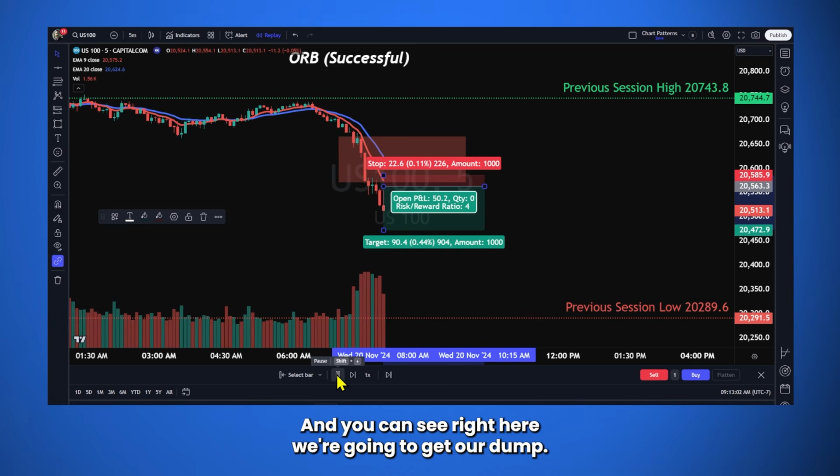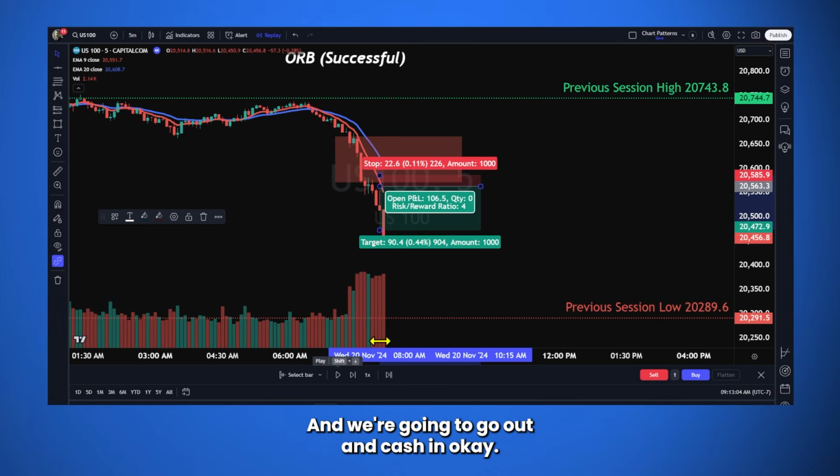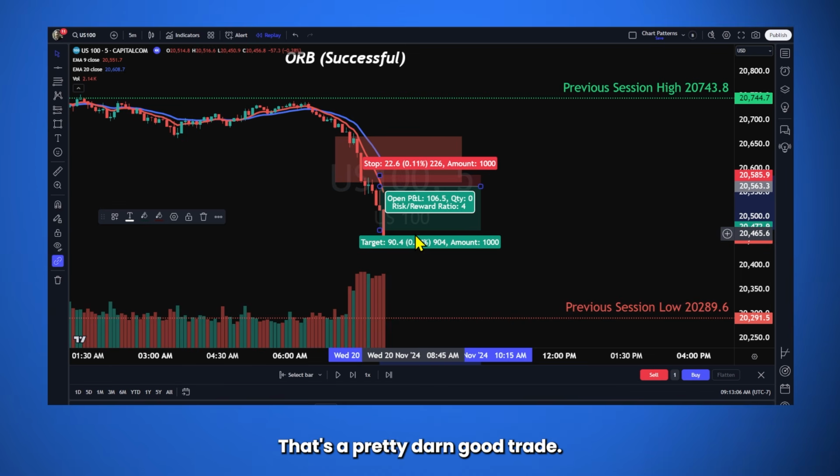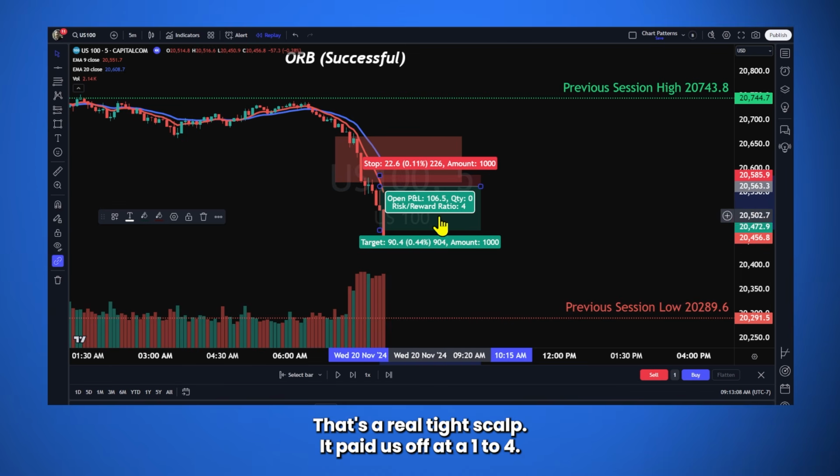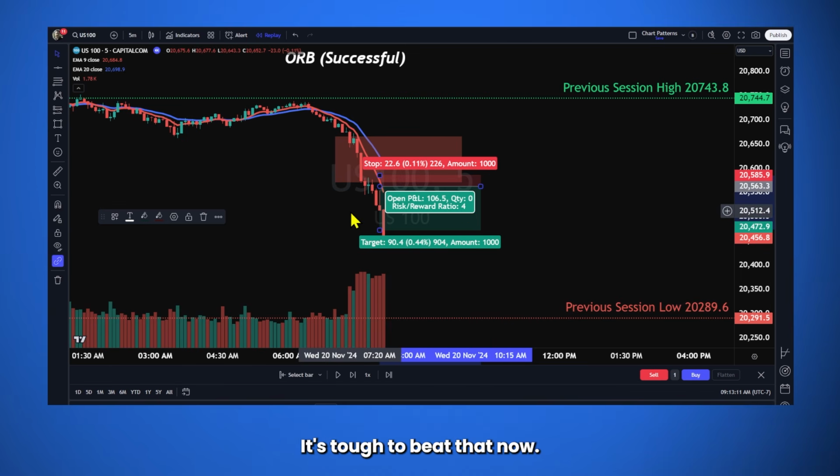And you can see right here, we're going to get our dump and we're going to go ahead and cash in. Okay, so right here we cashed in. That's a pretty darn good trade. That's a real tight scalp. It paid us off at a 1 to 4. It's tough to beat that.